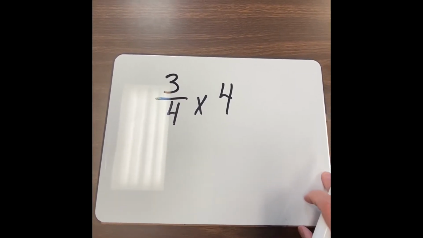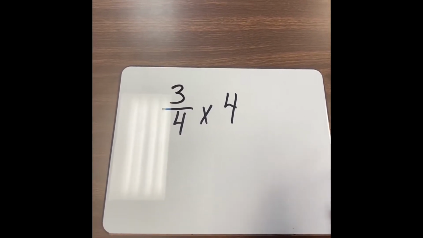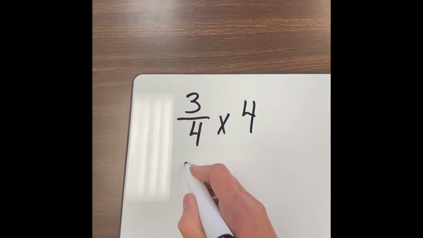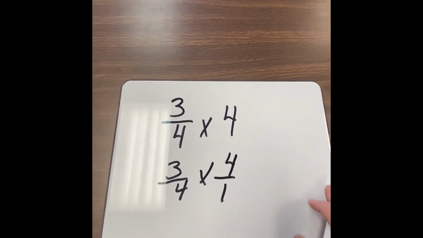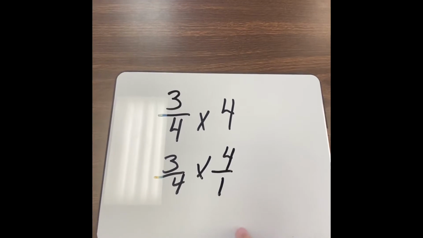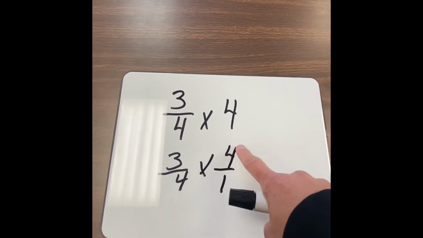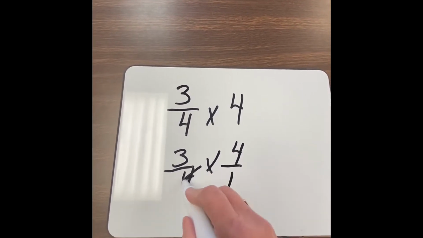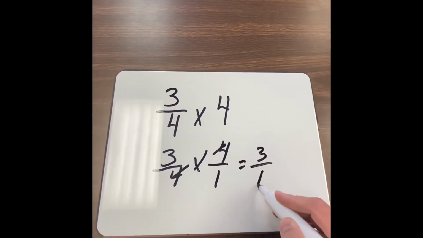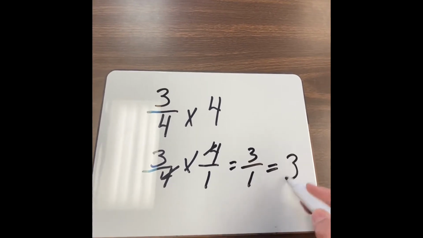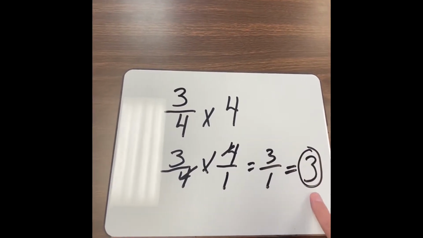Okay, guys, today we are going to multiply fractions by whole numbers. Okay, now when you have a whole number, what you can do, 3/4 times 4, just put a 1 underneath the whole number. Now one thing you can do is, since there's a 4 as the denominator here and a 4 as the numerator here, you can cancel the 4's out. Which would leave you 3/1, which is actually what? 3 whole. So 3/4 times 4 would be 3.